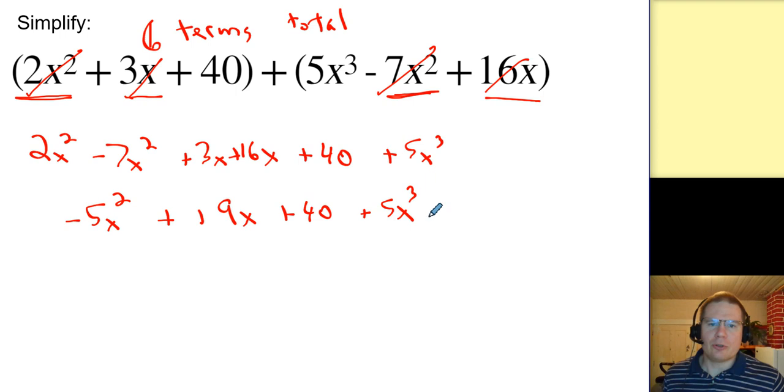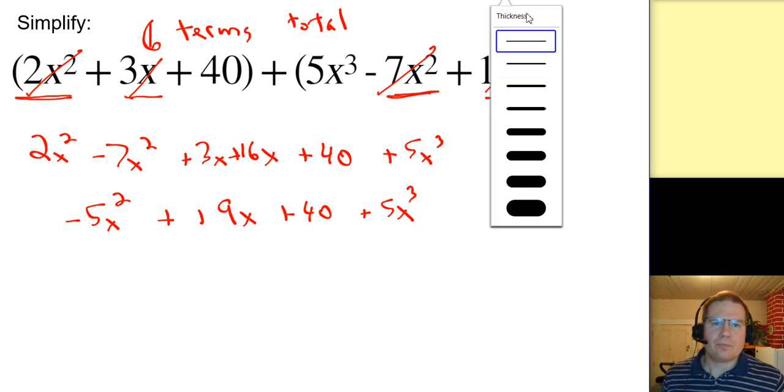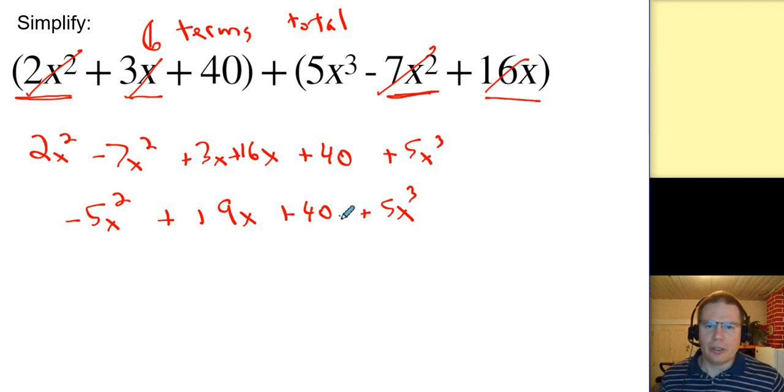So the highest degree term here is the third power, right? 3 is bigger than 2 or 1 or 0. I could show those 40x to the 0, 19x to the 1, right? And then I can count 3, 2, 1, 0. So my final answer here, 5x to the third, and then negative 5x squared. So instead of writing plus negative, I'll just do minus 5x squared.